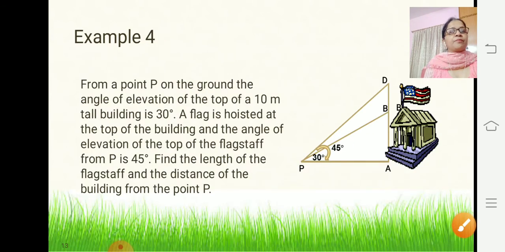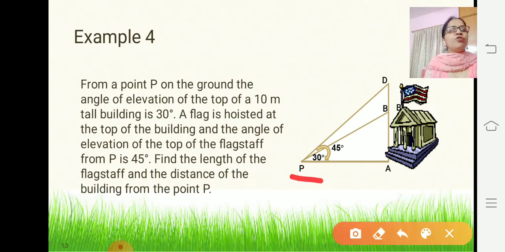Next example. From a point P on the ground, the angle of elevation of the top of a 10 meter tall building, so this is the 10 meter tall building, this angle is 30 degree. A flag is hoisted at the top of the building, so DB is the flag which is hoisted, and from the same point P, this angle is 45 degree. You have to find the length of the flag staff and the distance of the building from point P.